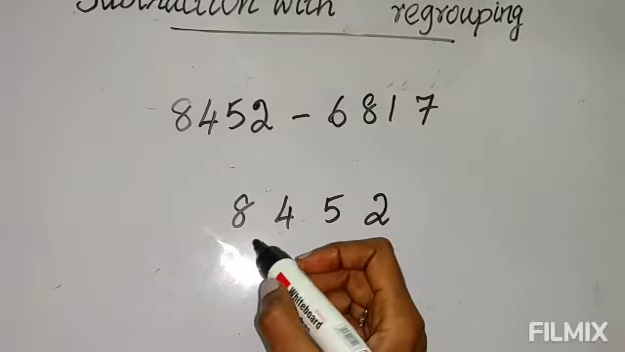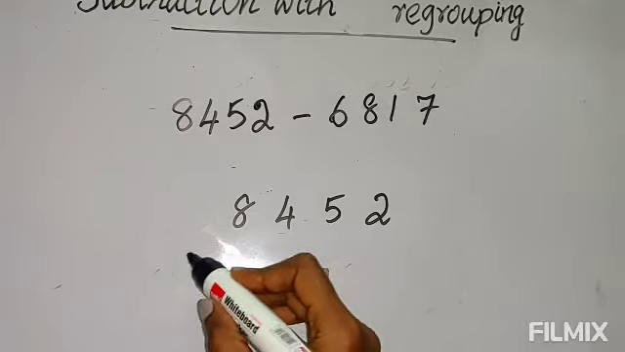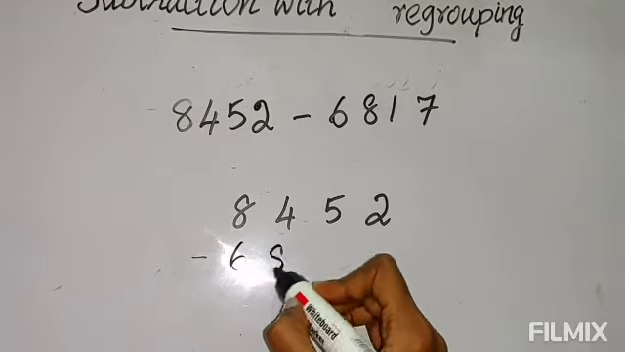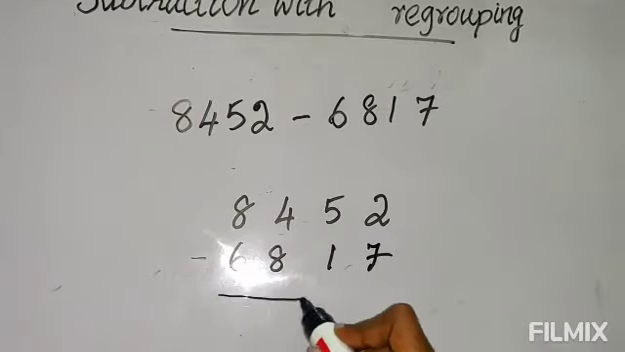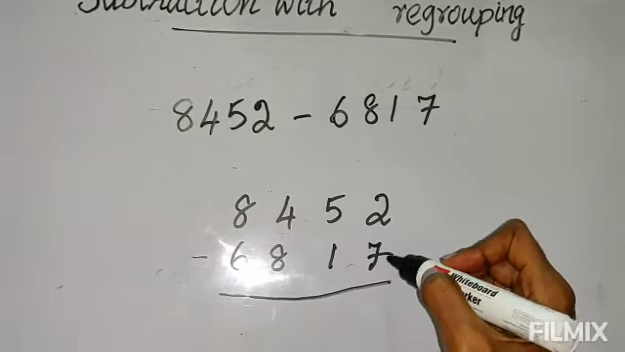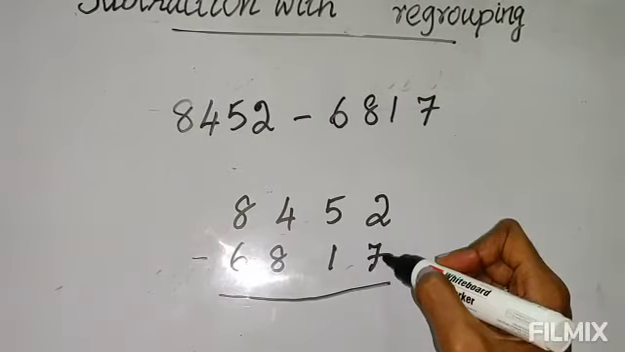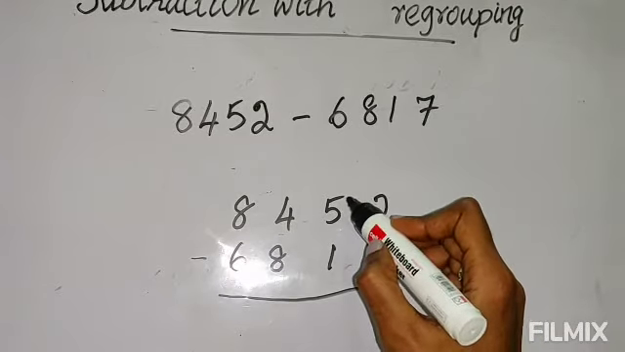Okay, let's see the subtraction with borrowing. So I have given 8452 minus 6817. Always you will arrange in columns and write. I have arranged in columns. Let's minus. See here 2 ones and 7 ones. So this is small and this is big. You cannot minus, so you will borrow from here.